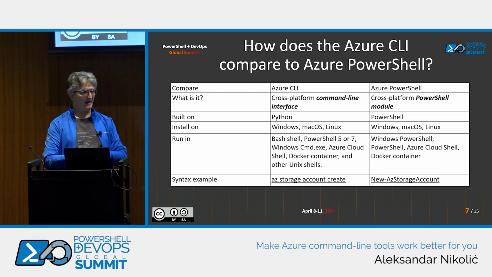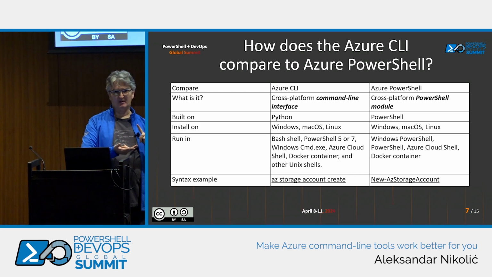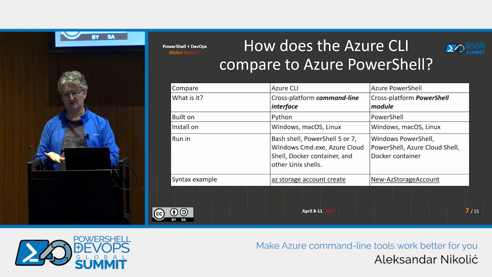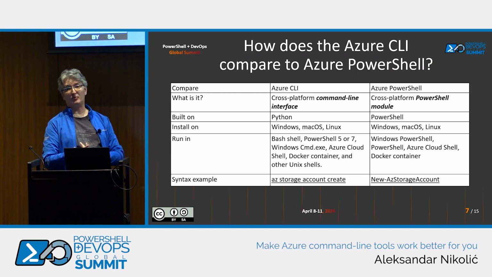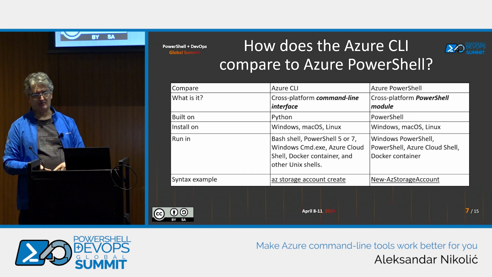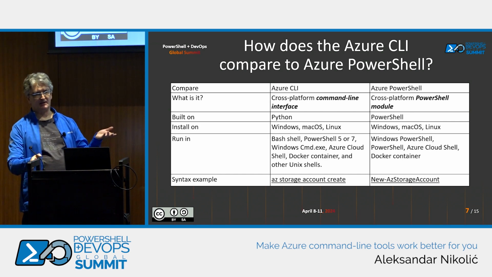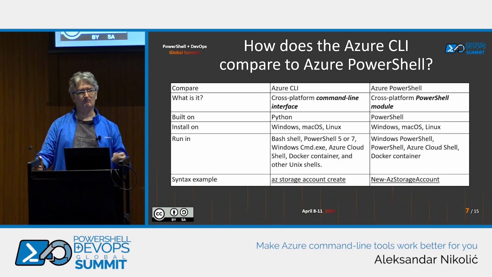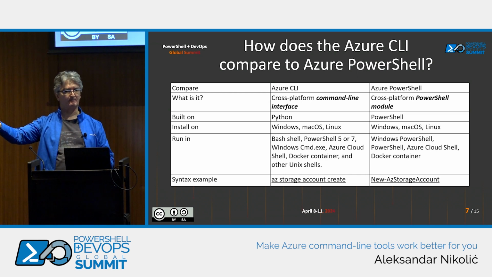It can work in bash, and can work in PowerShell 5.1 and in 7. It can work in other Unix shells as well. It can work in a command prompt. You cannot run Azure PowerShell directly in command prompt, for example. Azure CLI is based on Python. Azure PowerShell is based on PowerShell.